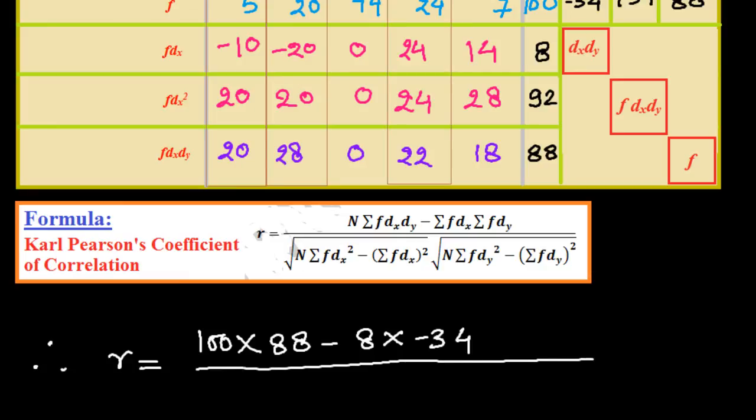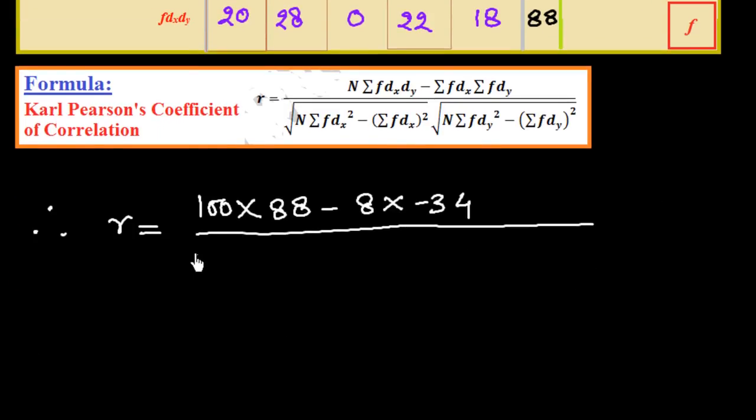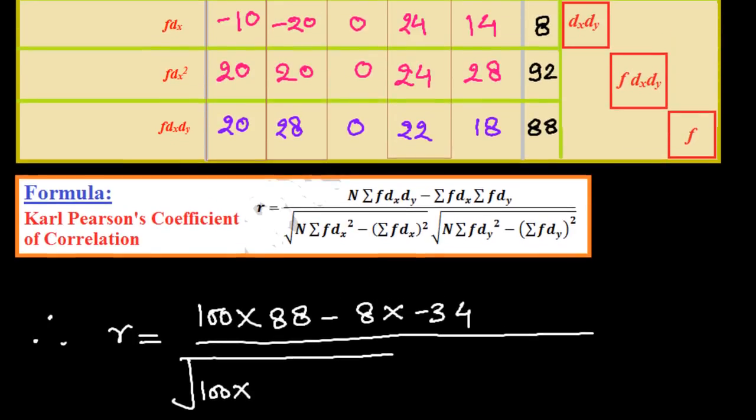And denominator, look at here, n is 100 we have, and summation of f dx square is 92 here. So we will write down here 92 minus summation of f dx whole square. Summation of f dx is 8, it is 8 square into n is 100 here again.